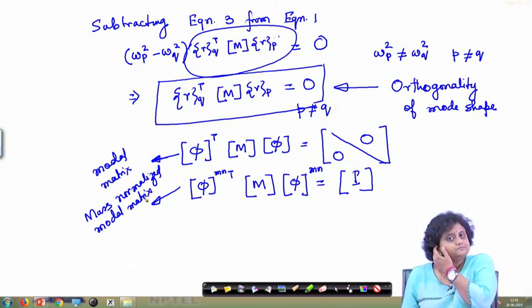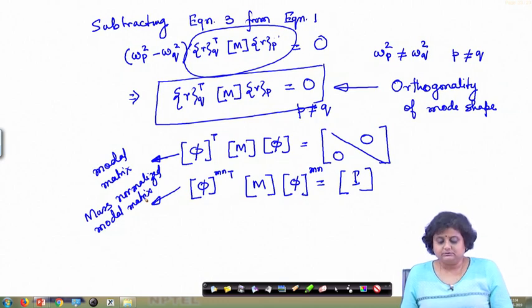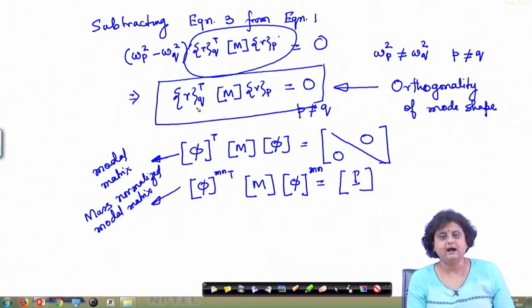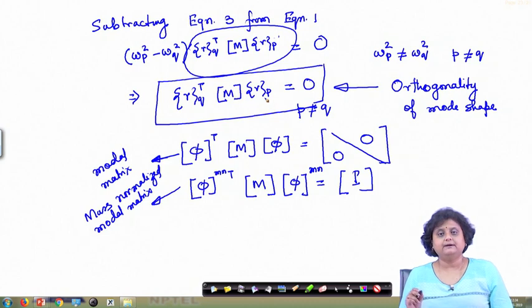Okay. So, now there is a corollary to this expression. We have seen that R q transpose M R p is going to be 0 for all p not equal to q. Now, if this is equal to 0, and we go back to our equation 1 or equation 3, then the left hand side of the equation is going to be 0. Therefore, the right hand side of the equation is also equal to 0.